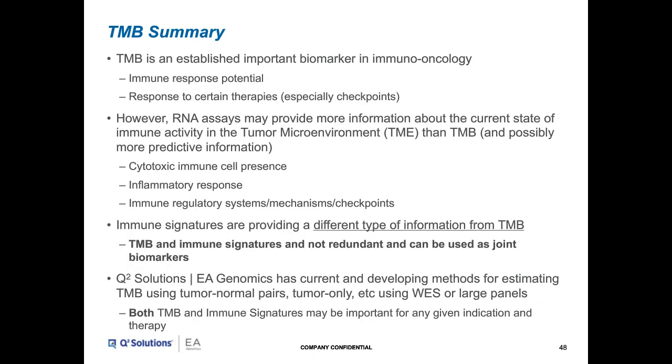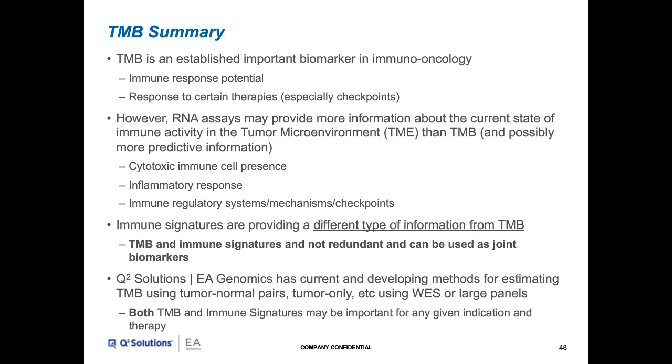So the important point here, I guess, is that if we look at TMB overall, we know that TMB is an established and important biomarker in immuno-oncology. It has been shown to have good potential in understanding response to certain therapies, especially checkpoint-related therapies. However, it could be that RNA assays may provide more information about the current state of immune activity in the tumor microenvironment than TMB, and possibly also more predictive information, given that it's multidimensional, in the sense that you get information about cytotoxic immune cell presence, you get information about inflammatory response, and you also get information about immune regulatory systems and mechanisms, as well as checkpoints.